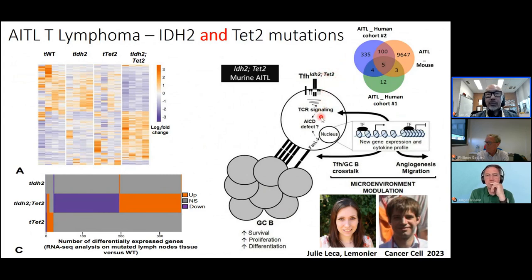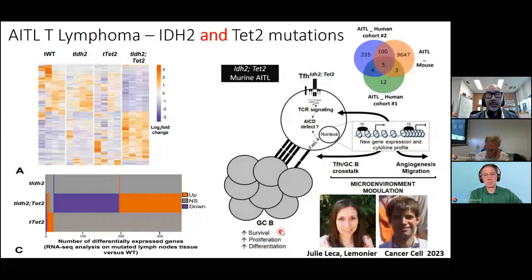And she found something very, very interesting. What she found was that these mutations, either IDH2 alone or TET2 alone, were very different from the T cells which would have both mutations of IDH2 and TET2. There are certain genes that were up, certain genes that were down, and certain other genes where there is not that much difference. But what was interesting was that the mutant T cells were able to coerce the B cells in the germinal center setting to crosstalk with them and create a microenvironment modulation, which increased the survival of not only the T cells, but also the B cells, and allowed them to proliferate and, in some cases, to differentiate.